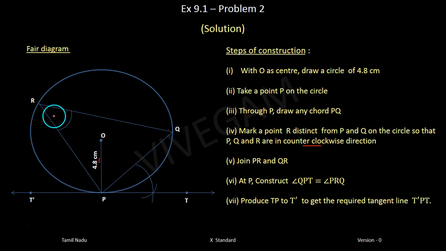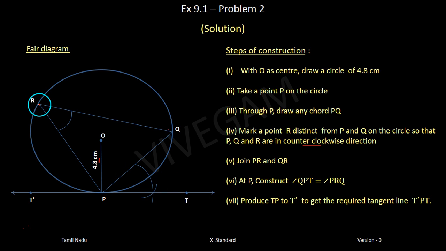Now join PR and PQ. Next, as per the tangent chord theorem, this angle is equal to this angle, right? So all we need to do is draw a line PT such that the angle QPT is equal to QRP. That's all we need to do. Though it's not explained here, we know how we did it.